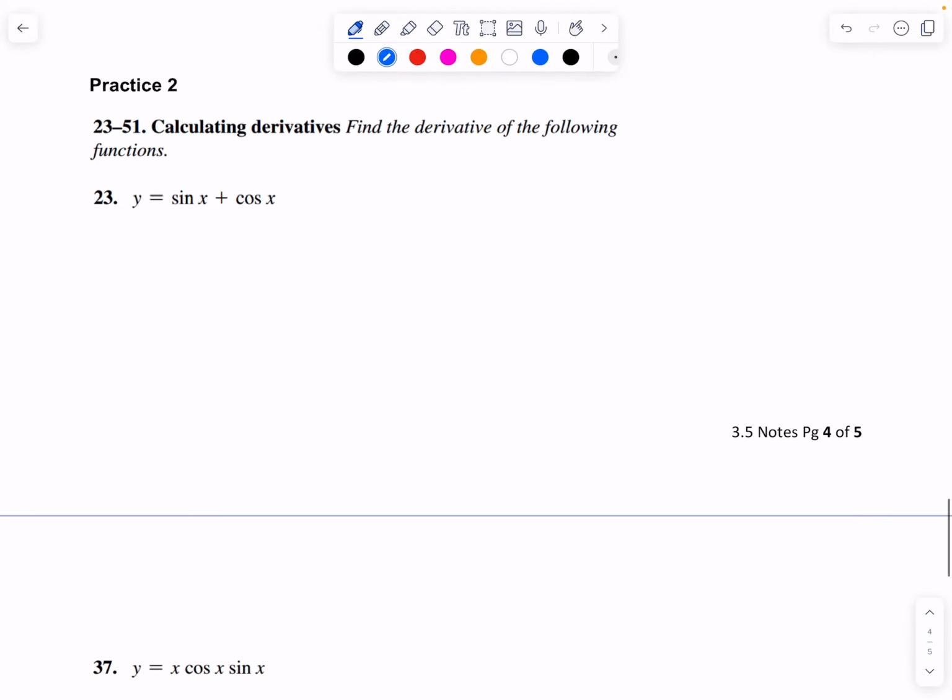All right, we're going to find the derivative of this thing. Calculating derivatives. Okay, find this. This is nice and straightforward. Since the plus sign's there, I don't want to use the product rule. The derivative of sine is cosine. The derivative of cosine is negative sine. I can't do anything else. That's all we need to do on that one.